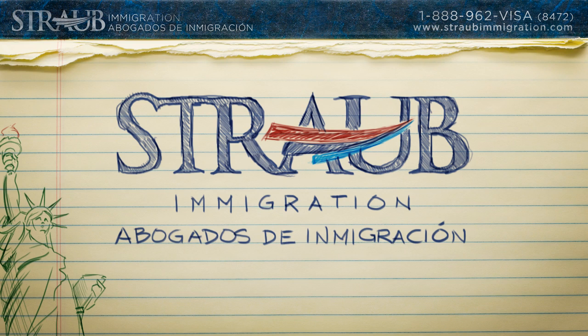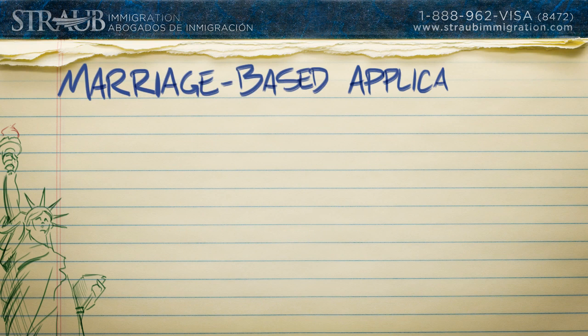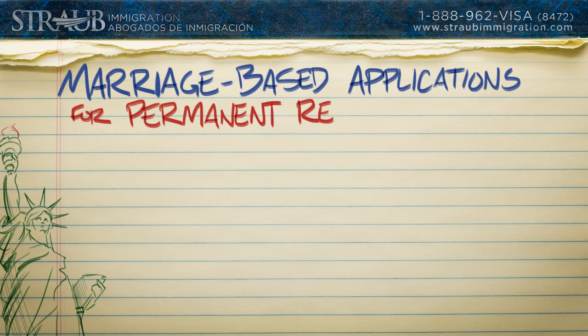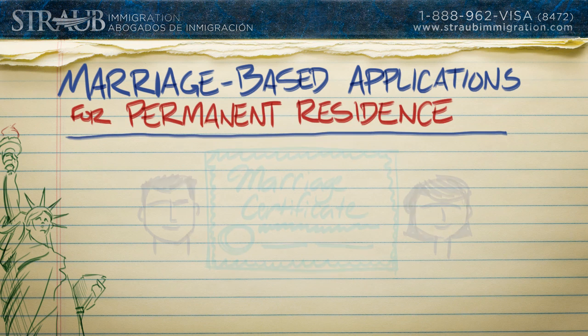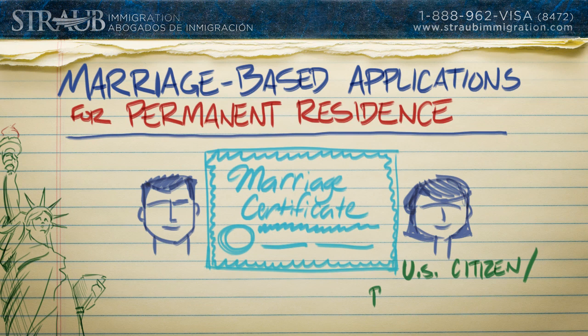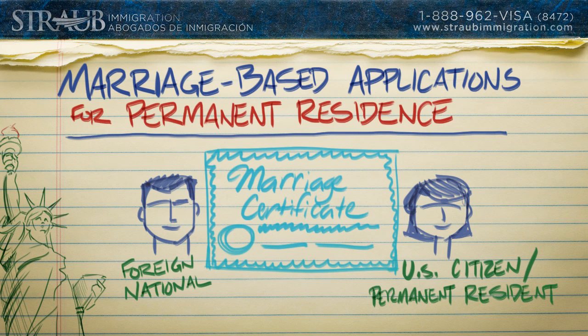I'm an immigration attorney with Straub Immigration, and in this video today we're going to talk about marriage-based applications for lawful permanent residence. Applications by a U.S. citizen or a permanent resident for someone they've married who's a foreign national. Now, there is an important distinction between a U.S. citizen filing for a spouse and a lawful permanent resident filing for a spouse.